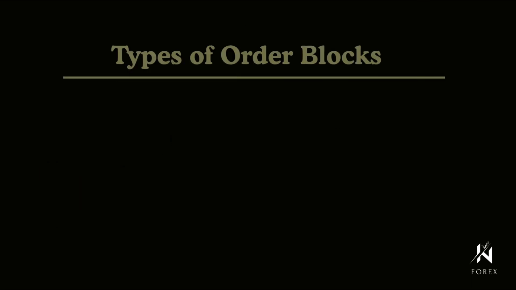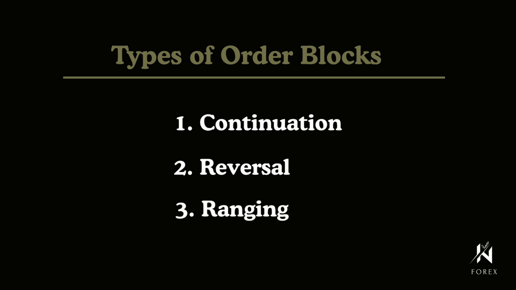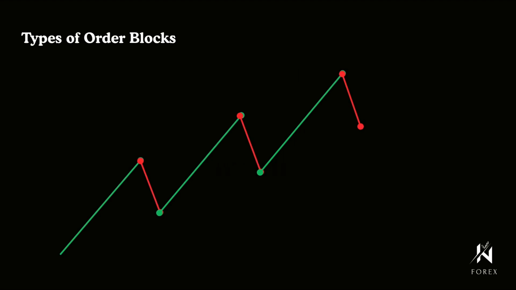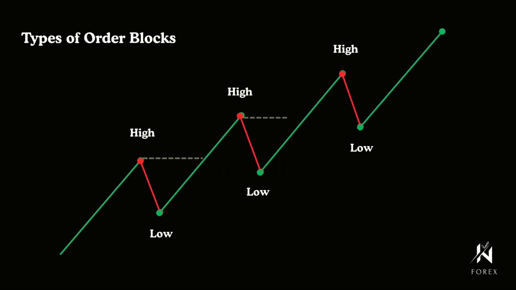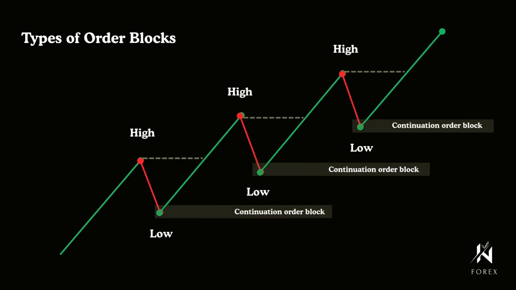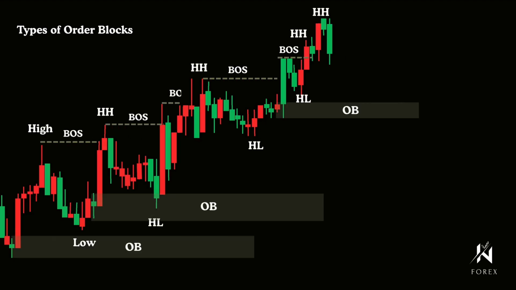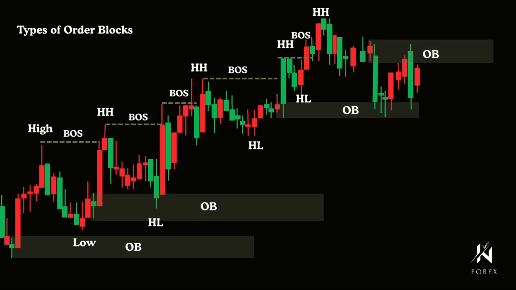Based on market structure concepts, three types of order blocks can form on the chart: continuation, reversal, and ranging order blocks. Continuation order blocks form when the market is trending either upward or downward, and the order blocks align with the prevailing trend direction. For example, imagine an uptrend characterized by a series of higher highs and higher lows.